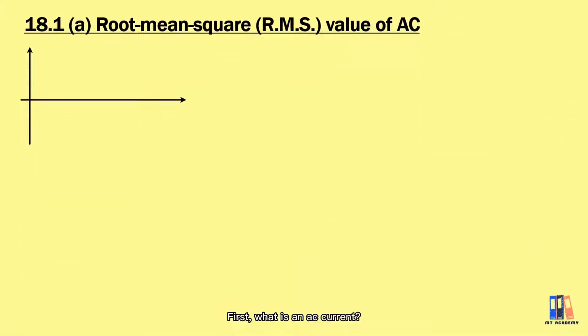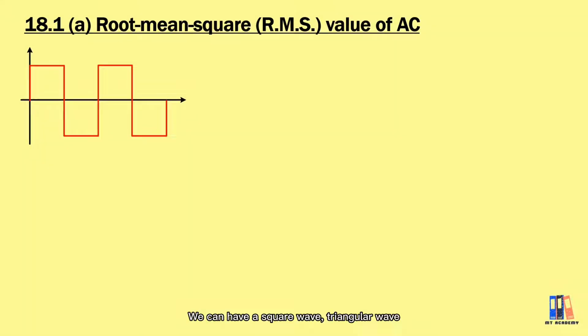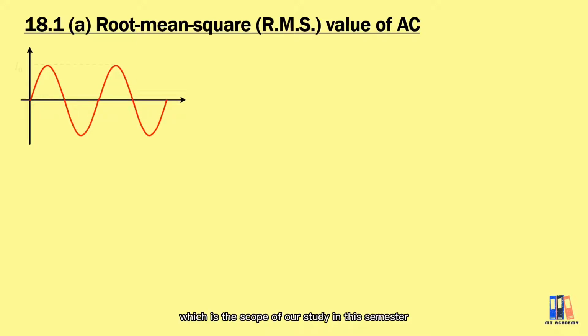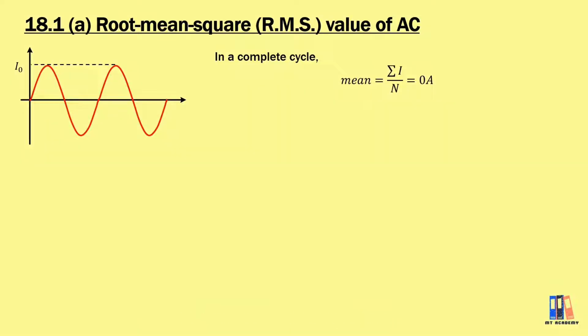First, what is an AC current? It is a current that changes its direction at a certain frequency. We can have a square wave, triangular wave, or the sinusoidal wave, which is the scope of our study in this semester. Sometimes we would like to know what is the power dissipation in an AC circuit. For a complete cycle of a waveform, if we want to calculate the mean of the current to obtain the mean power dissipation, the result would be 0 ampere, which is not true.